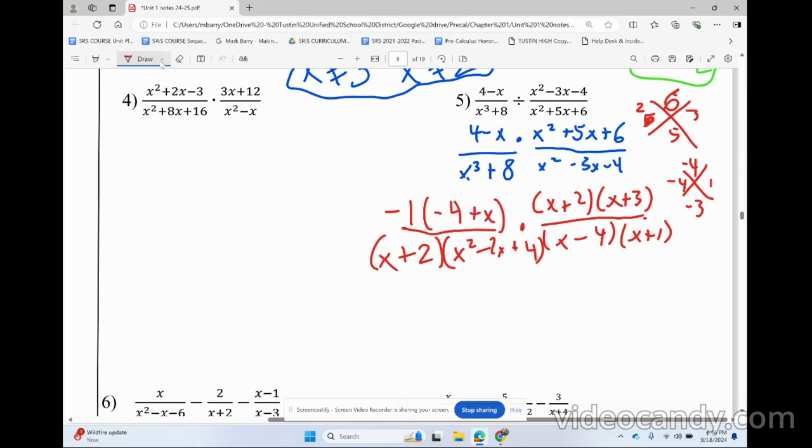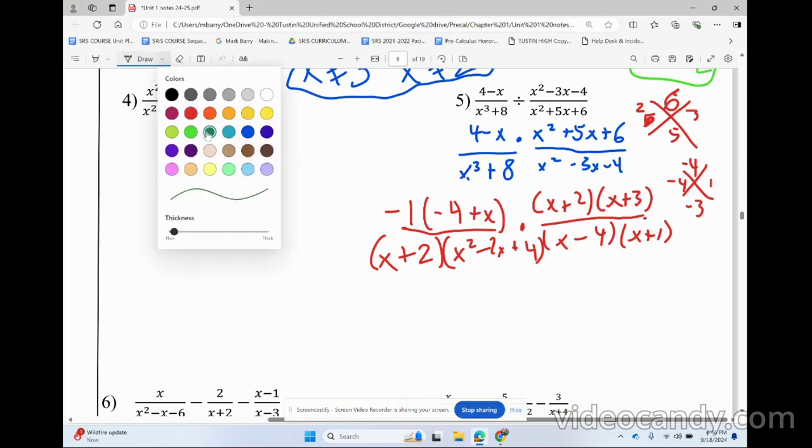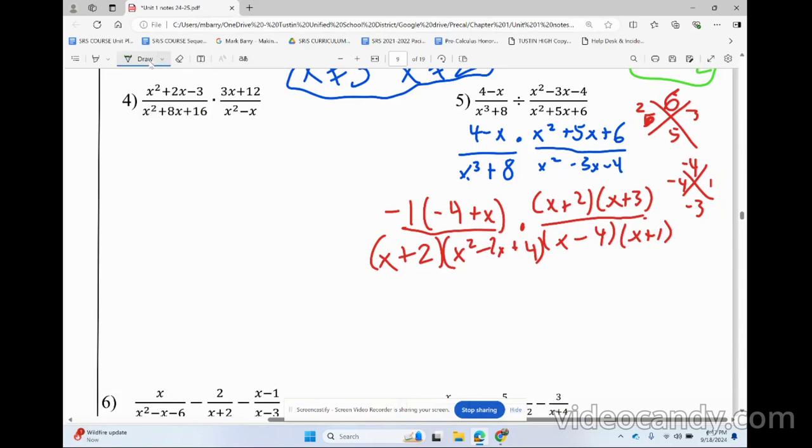All right, so then next up, we can start crossing stuff off here. So I know x plus 2 can cross off with x plus 2, and then x minus 4 actually can cross off with -4 plus x, because you can see the 4 is negative and the x is positive, so although the order is different, they are the same. I don't see anything else I can do here, so I would just leave my denominator as x squared minus 2x plus 4, and then x plus 1, okay.